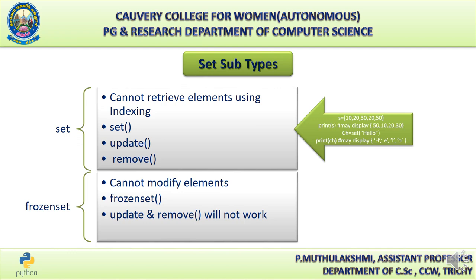Frozen set. Frozen set is similar to set. The only difference between set and frozen set is that frozen set elements cannot be modified. So we cannot apply the methods update and remove in frozen set. For creating the frozen set, you can directly create the set and pass it to the frozenset function. You will get frozen set data type.